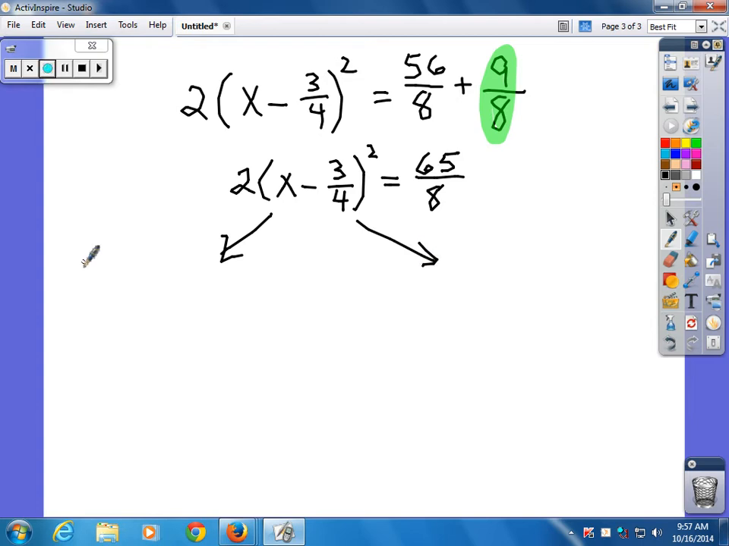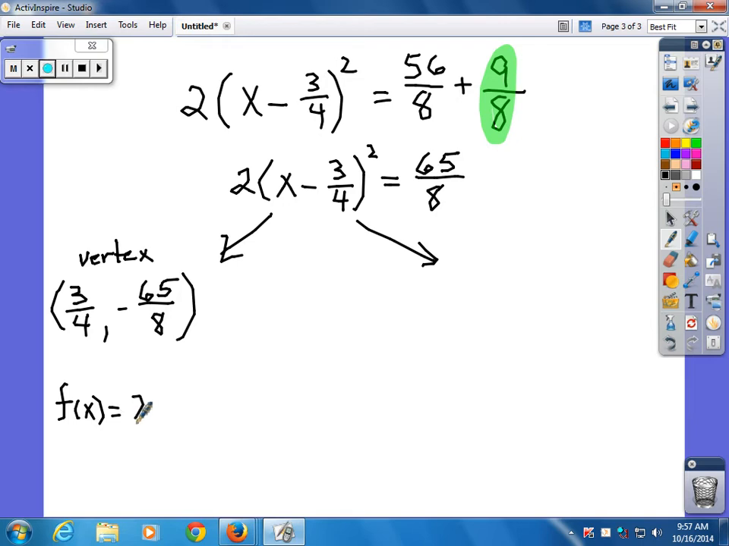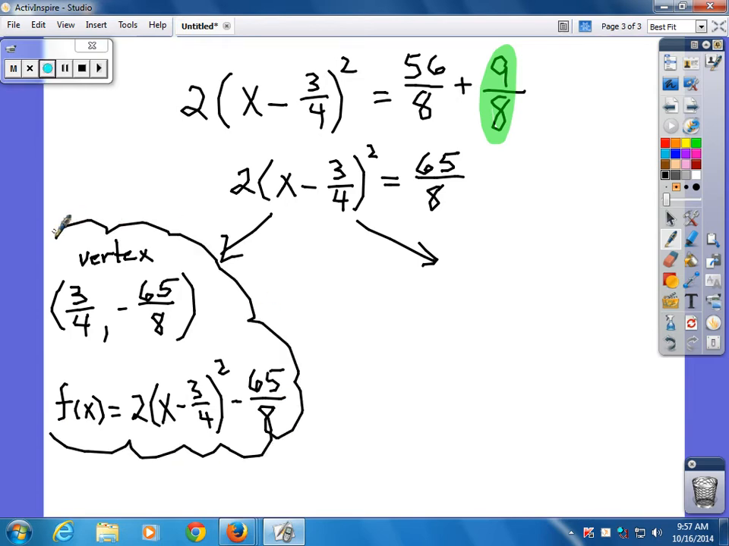All right, so 2 arrows. Your vertex is what? Three-fourths, good. And -65/8. Good. And put it in the vertex form, f of x is equal to 2 times x minus 3/4 quantity squared minus 65/8. And that is just another way of putting vertex, and I've tried to show you all that as well as the 110 students. Sometimes they ask for vertex, sometimes they ask for this.